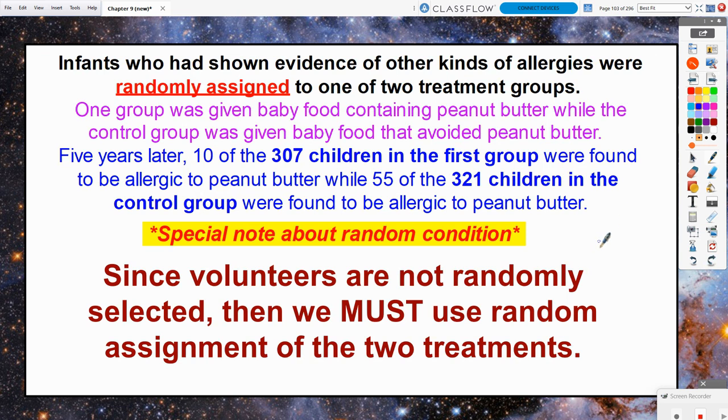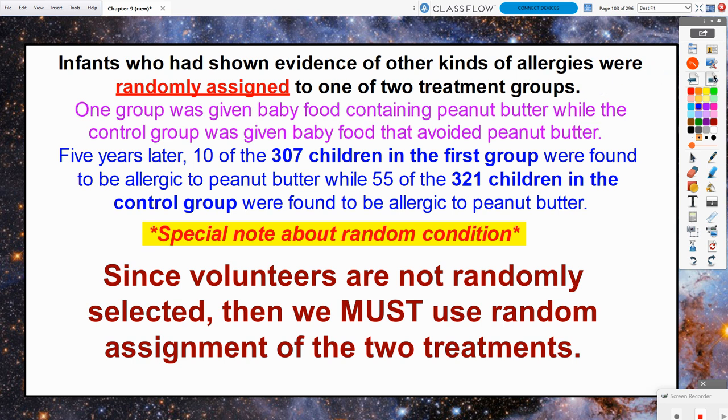Now, in terms of the conditions, there are two things to note. The first one is about the random condition. These infants were not randomly chosen to be a part of this medical study. They were randomly assigned, though, to one of the two treatment groups. Since these are volunteers and they're not randomly selected, we still have to have some sort of randomization in this experiment. The randomization comes from the random assignment to the treatments. So for the random condition, you can state they're not randomly selected, but they are randomly assigned to the treatments.